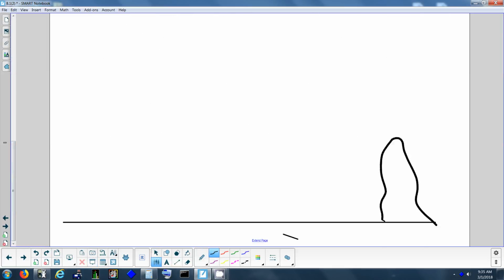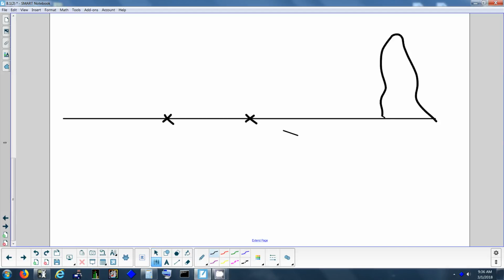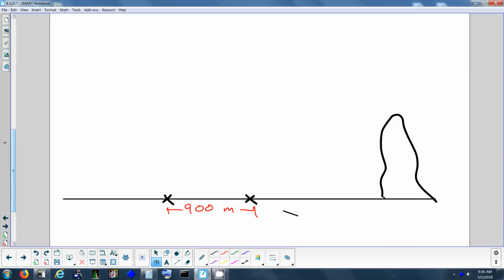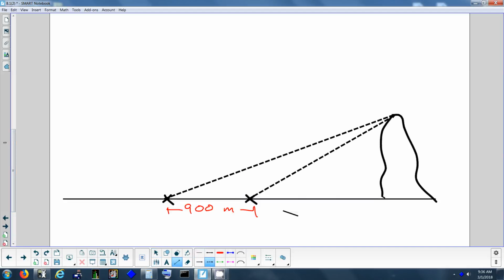And the surveyor takes two sightings. We'll just say here and here. How far apart are those two sightings? 900 meters. So those are 900 meters apart. And I'm going to draw in a dotted line for the two sightings, to the peak and to the peak.